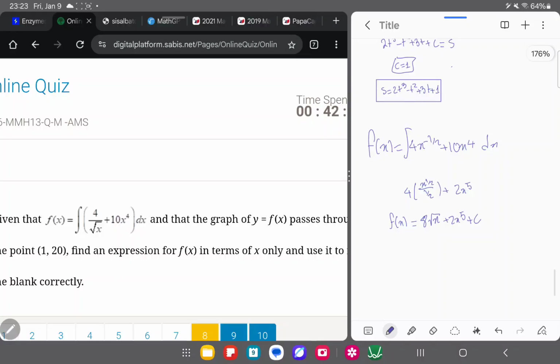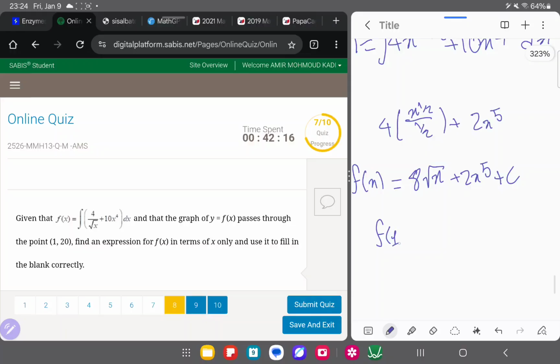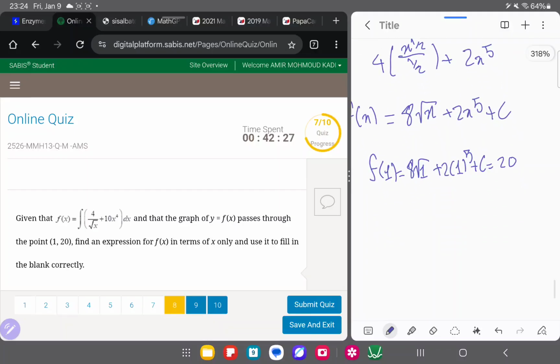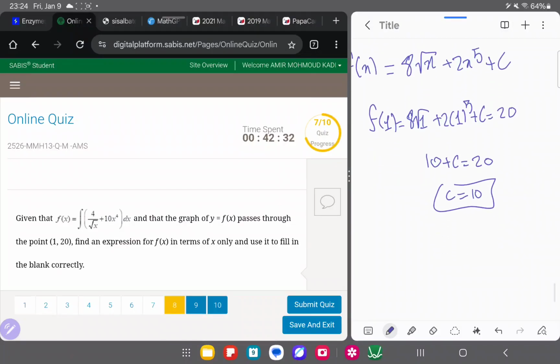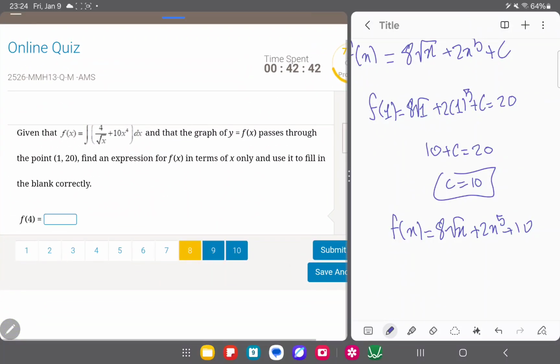Now we don't know the constant, but in order to get it, they gave us one point on this curve. They said that one point on this curve is when x is equal to 1, y is equal to 20. So set x equal to 1: 8 plus 2 is 10, 10 plus c is equal to 20. Thus, c is equal to 10. And therefore, f(x) is equal to 8 square root of x plus 2x to the power 5 plus 10. Now they just want to find f(4).